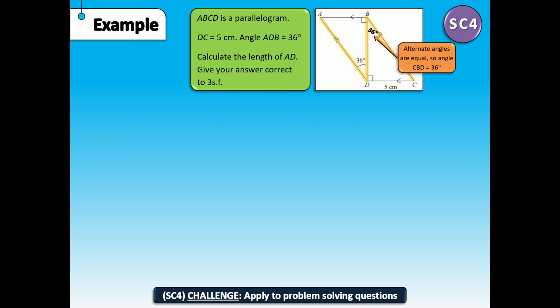So we know that angle there is 36 degrees because of alternate angles in parallel lines. And we want to draw these triangles out separately.